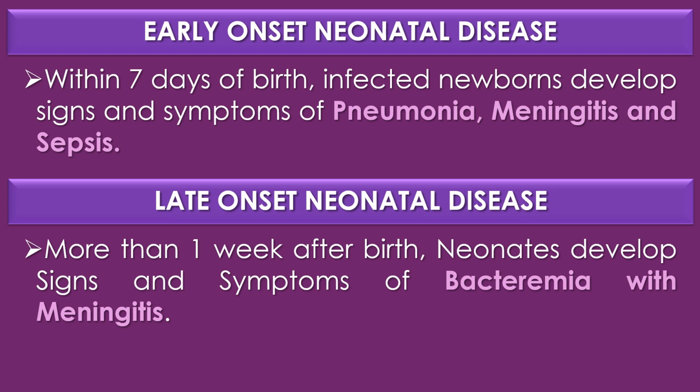The first clinical disease caused by Streptococcus agalactiae is early onset neonatal disease. Early onset neonatal disease occurs within 7 days of birth, and in this case infected newborn babies develop signs and symptoms of pneumonia, meningitis and sepsis.